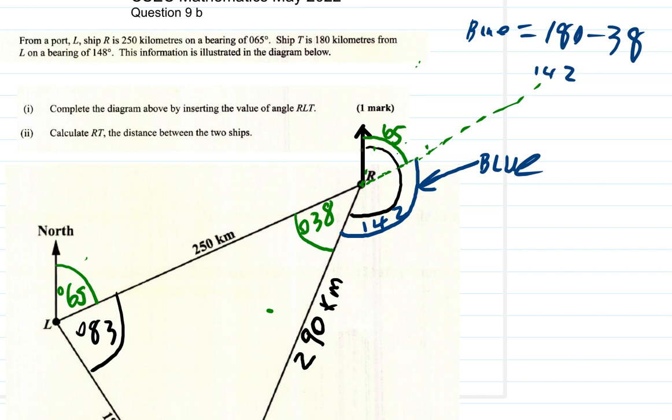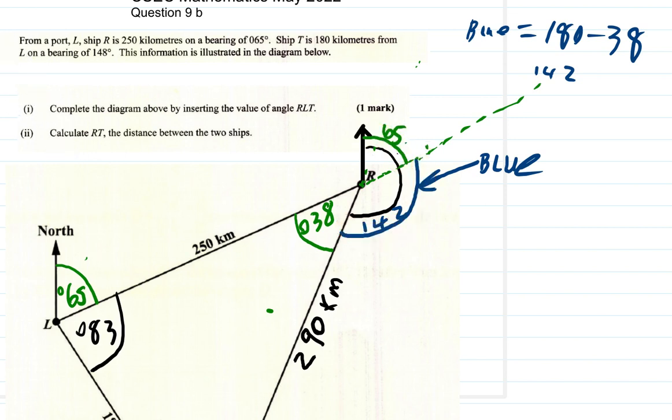All right? Now the thing is this. You have two angles there that you can add together. You have the 65 plus the 142 to get all of this. Right? That would be the bearing of T from R. All right? See that?